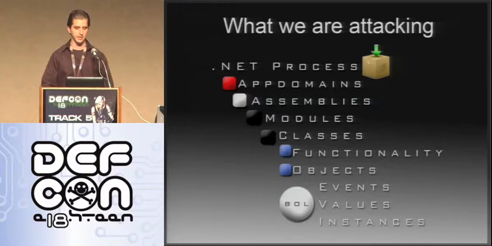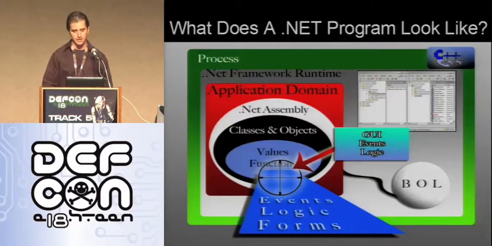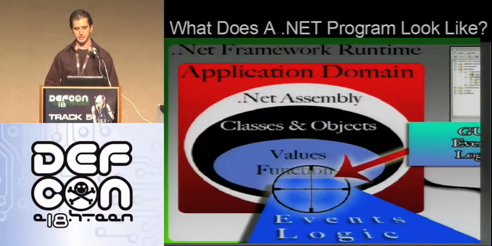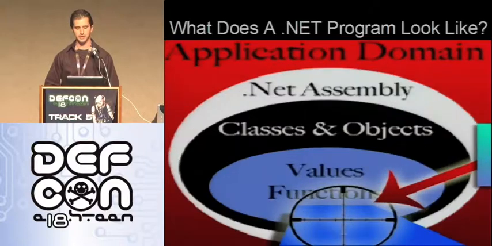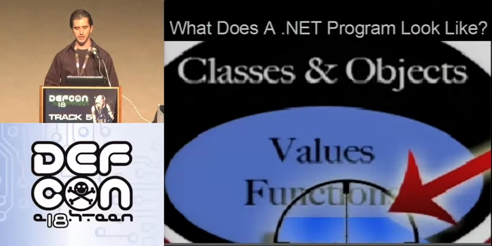So this is what we're attacking, a .NET process. You have app domains, assemblies, modules, classes. This is kind of the structure. At the end, we have our instances, and this is what we're going after. This is the classical view of a .NET process. You have a process where you have your GUIs and your instances. Inside of that, you have app domains, assemblies, and eventually you have your classes and values and functions. And this is our target.